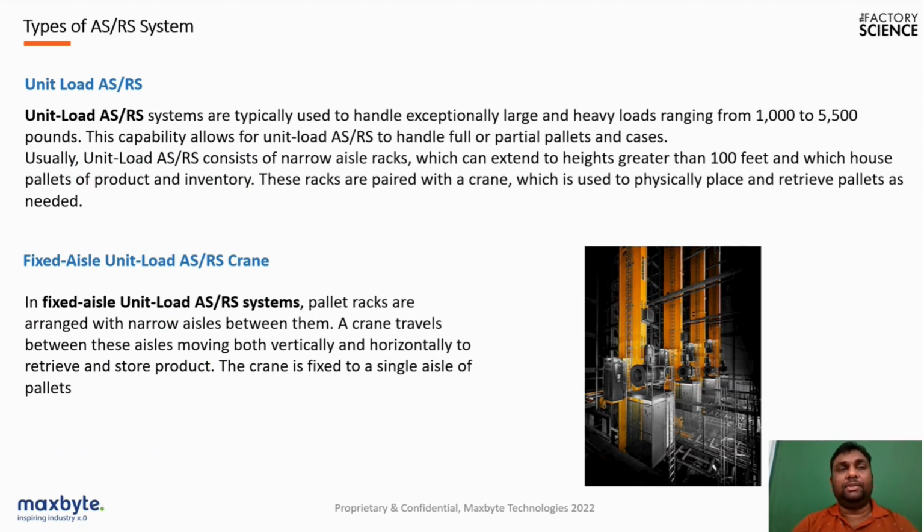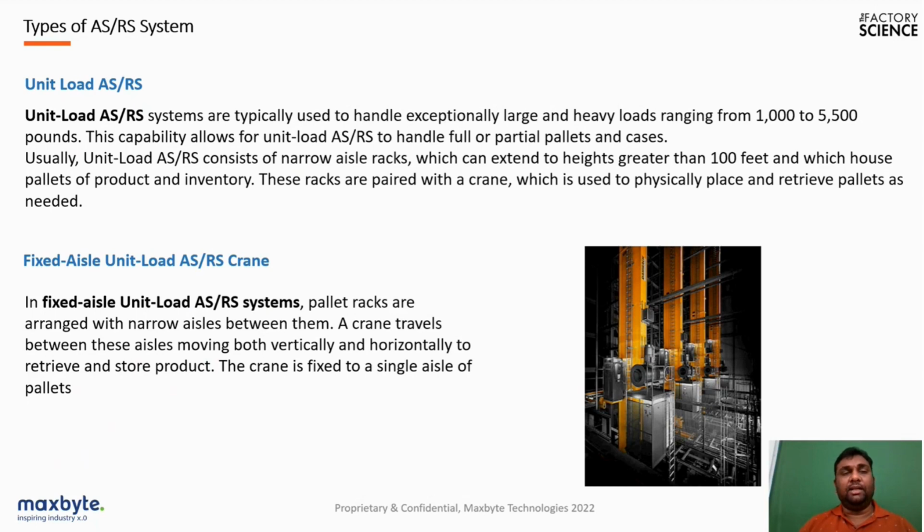Unit load ASRS is pretty much bigger in size and is used for heavy load components or heavy load parts, which will range from 1,000 to maybe 5,000 or 6,000 pounds. So those kinds of heavy, huge components can be stored there. It will be constructed in the form of narrow aisles. There will be multiple aisles, and there will be multiple rows in between the aisles, so that the components can be stored there, and the height can vary from anywhere from 50 to 100 feet, so that we can store multiple materials there. So this is one kind of storage system used for heavy components.